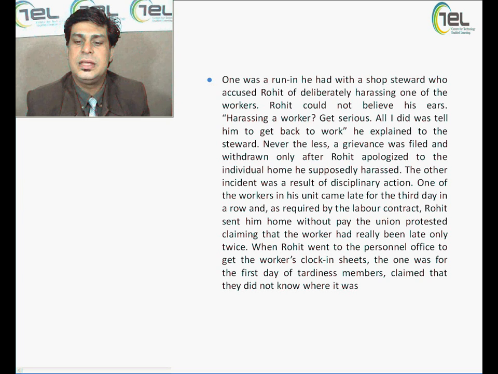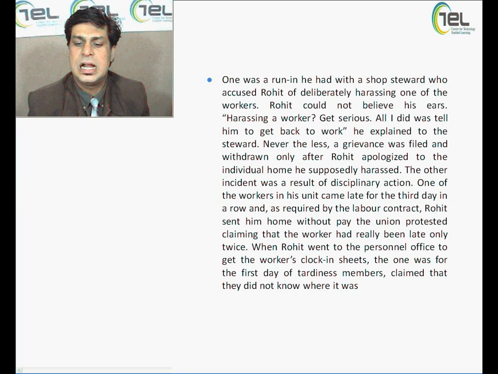One was a run-in he had with a shop steward who accused Rohit of deliberately hassling one of the workers. Rohit could not believe his ears. Harassing a worker? Get serious. All I did was tell him to get back to work, he explained to the steward. Nevertheless, a grievance was filed and withdrawn only after Rohit apologized to the individual who he supposedly harassed.